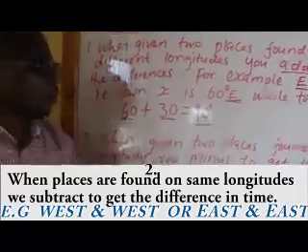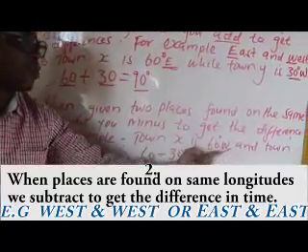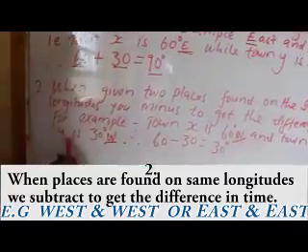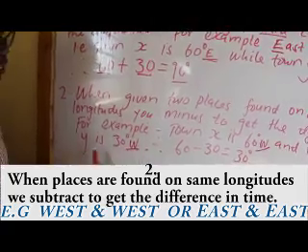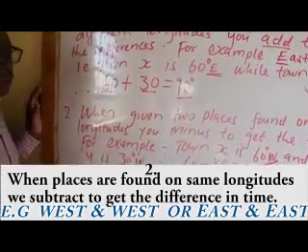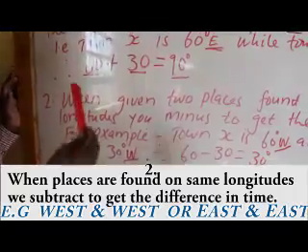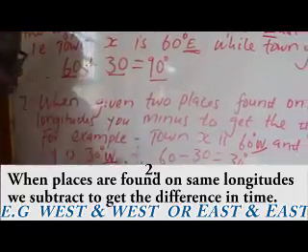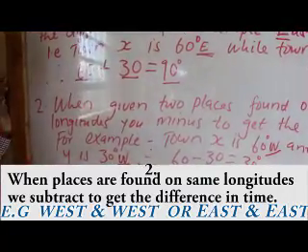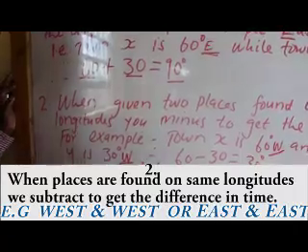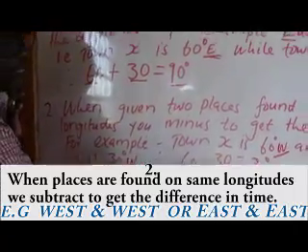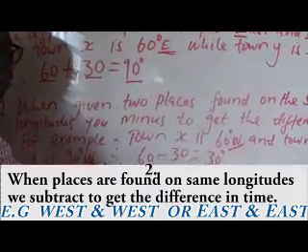For example, town X is 60 degrees west, and town Y is 30 degrees west. So these two towns are found on the same longitude, that is west and west. Supposing it was also east and east, we would have just subtracted. So that is 60 minus 30, you get 30.